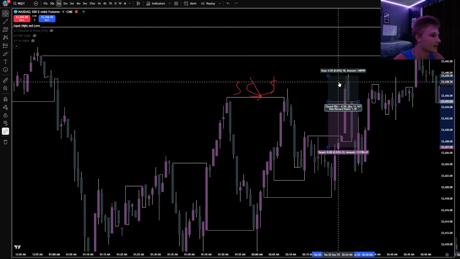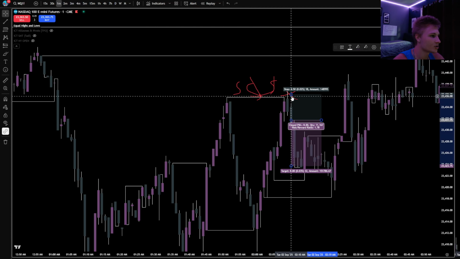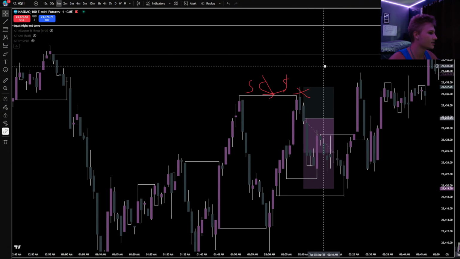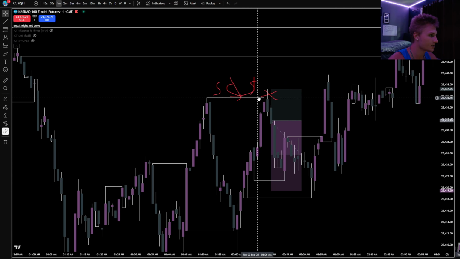You would want to wait on that to get wicked out, the equal highs, and then you can look for your trade. But yeah, equal highs and lows, very simple liquidity pool. It's something that can also save you from a lot of losses, just like this example right here.